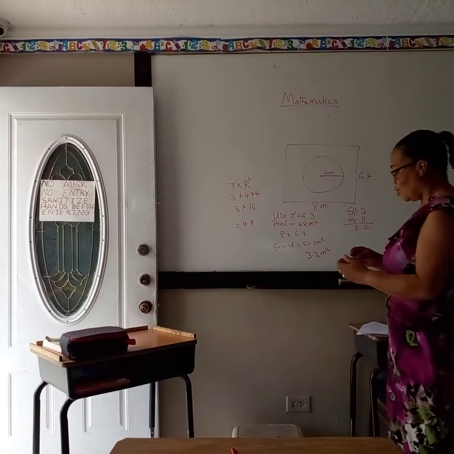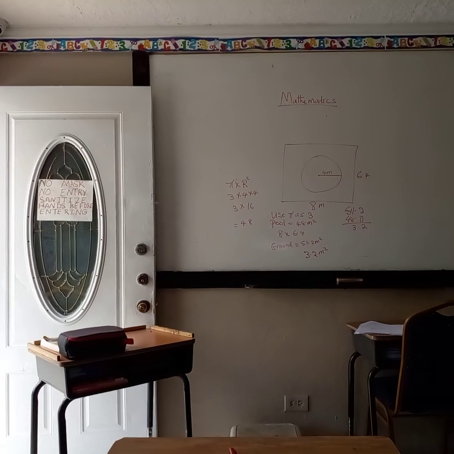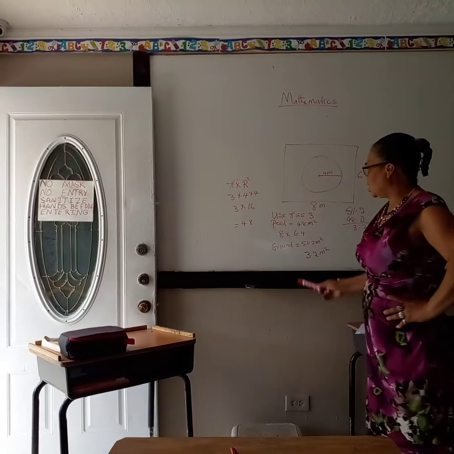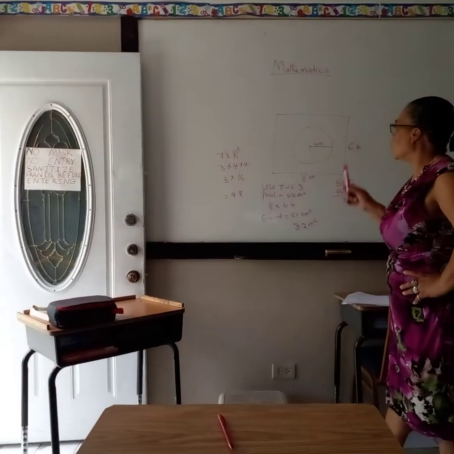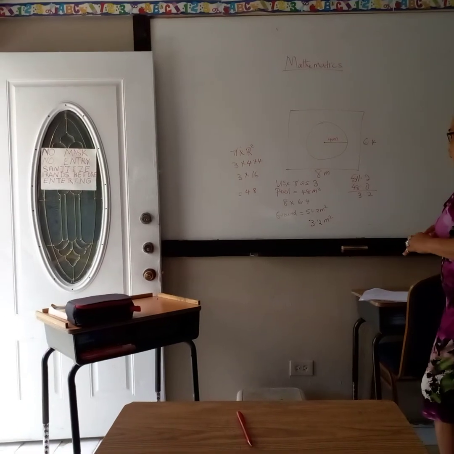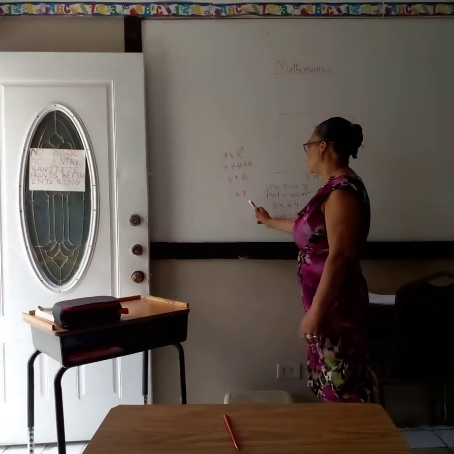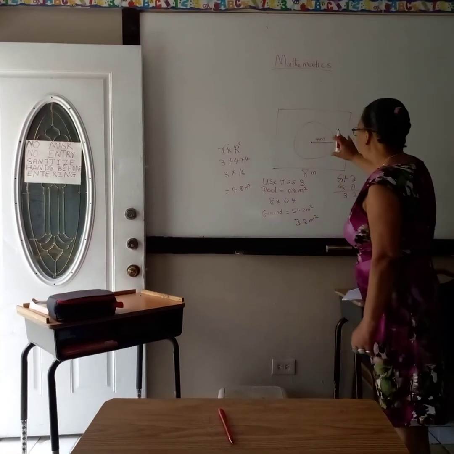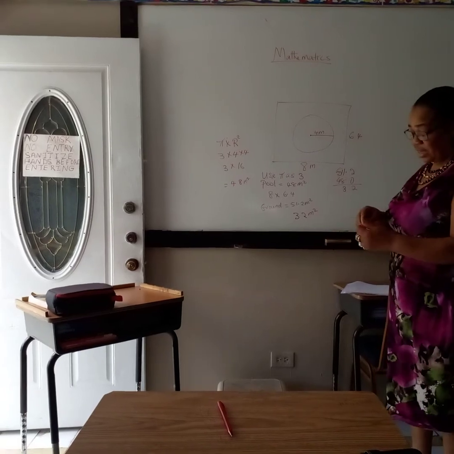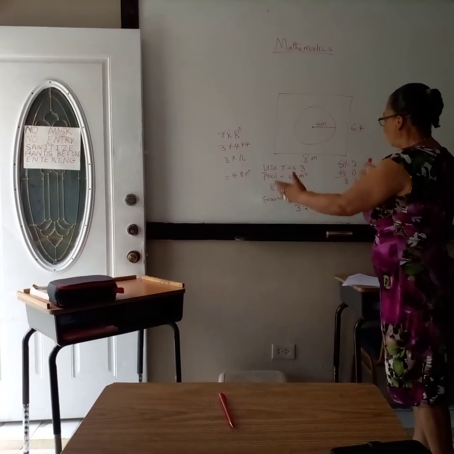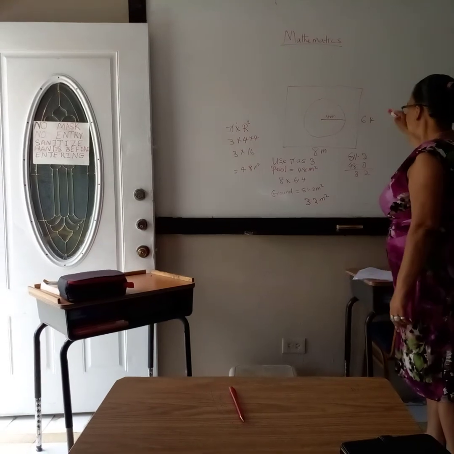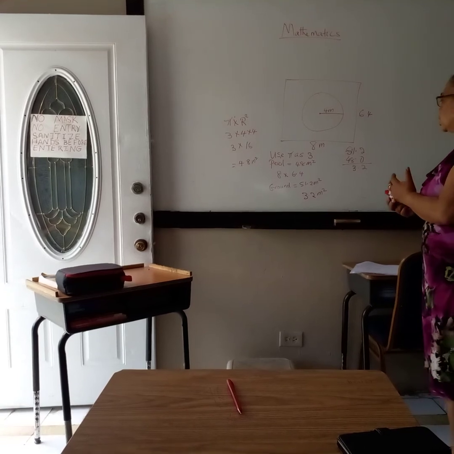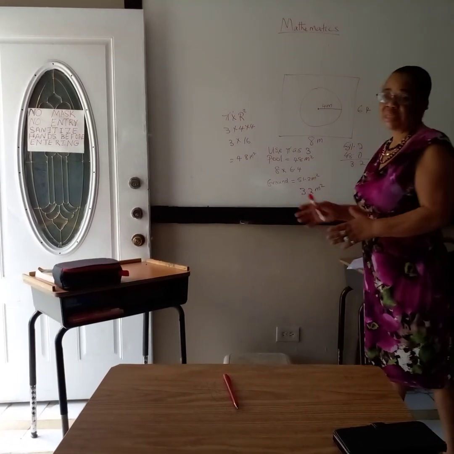Let me just quickly go over that. First, I'm finding the area of the pool. The area of the pool using pi is 3 times the radius square. 3 times 4 times 4. Radius square is going to give me 16. 3 times 16 is giving me 48 meters square. That's the area of the pool. Then they asked me to find the area of the entire plot of land. This is 8 meters. This is 6.4 meters. 8 times 6.4 gives me 51.2 meters square.